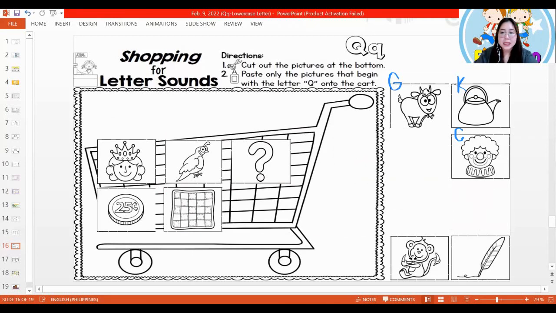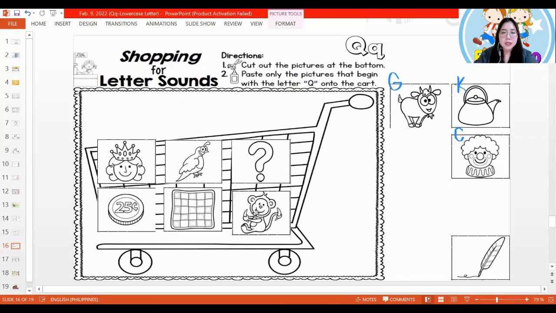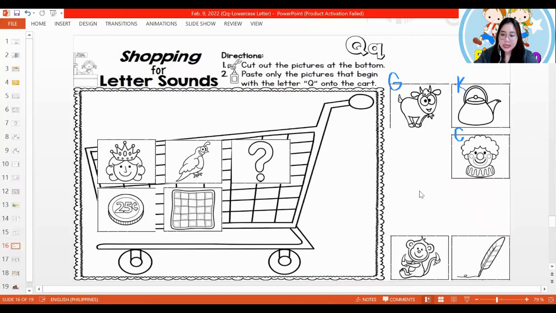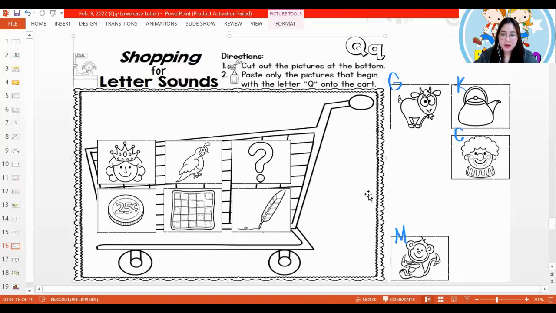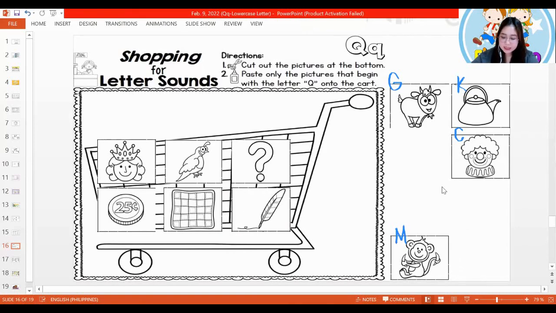Then we have monkey. Does monkey start with the letter Q? No. So let's put it outside and let's write the letter M. Then we have quill. Does quill begin with the letter Q? Yes. So let's put it there. So we have queen, quarter, quail, quilt, quill, and question mark that all start with the letter Q.